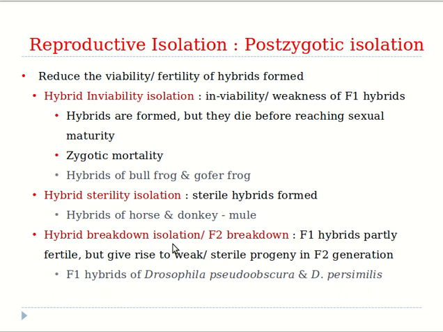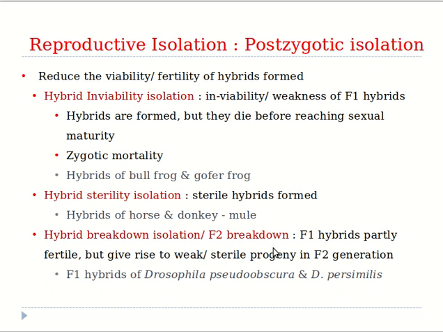Now the third one is hybrid breakdown isolation, or F2 breakdown. In this type of isolation, the F1 hybrids are highly or at least partly fertile. F1 hybrids means two parents intercrossing giving hybrids. The two parents will be from different species. These two interbreed giving rise to fertile individuals. But the hybrids may give rise to weak, abnormal or sterile progeny in the next generation, the second generation. So this phenomenon is known as F2 breakdown.